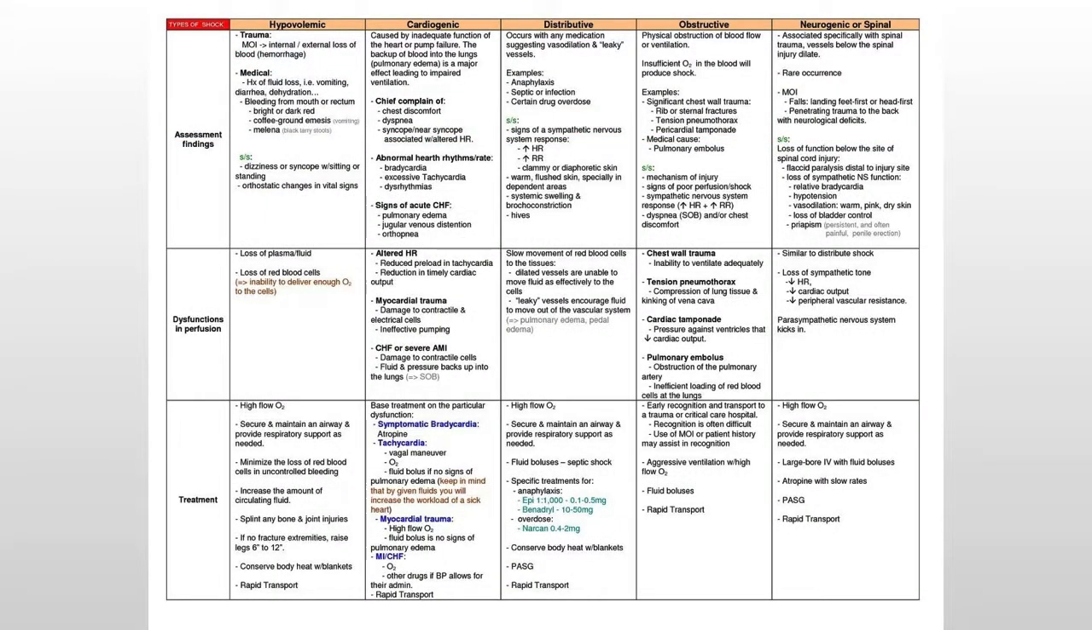I found this really nice chart that looks at the various types of shock. And I thought it might be a nice way for you to be able to compare and contrast the different types of shock. Have fun!